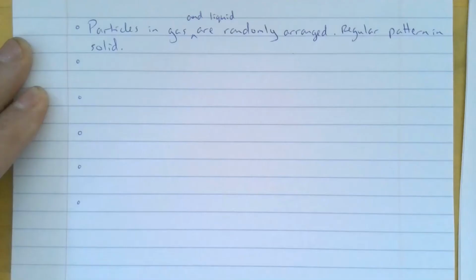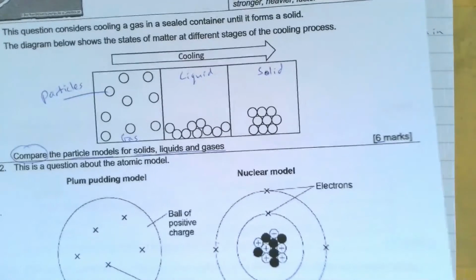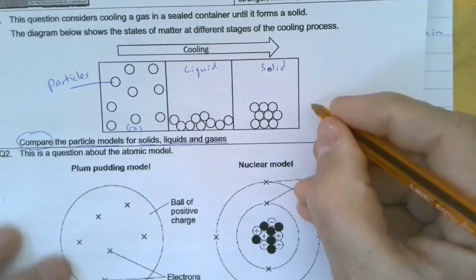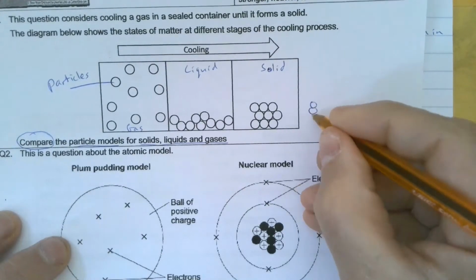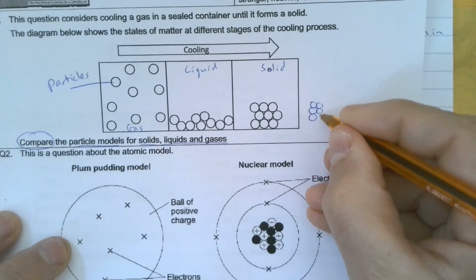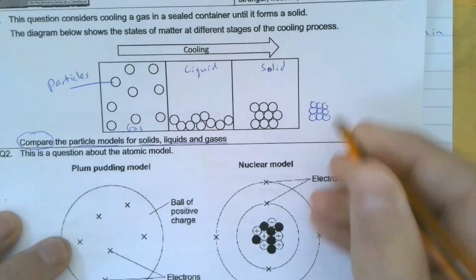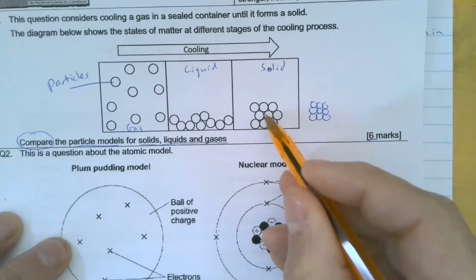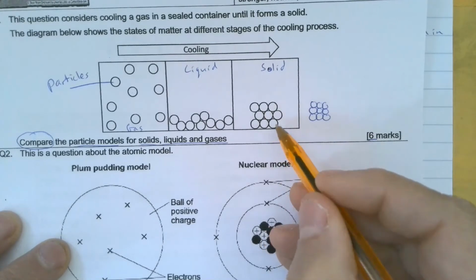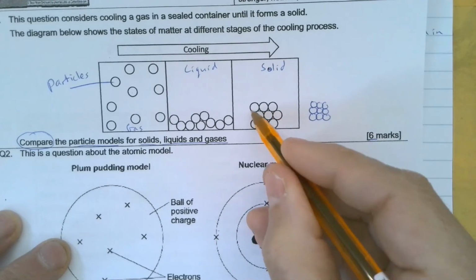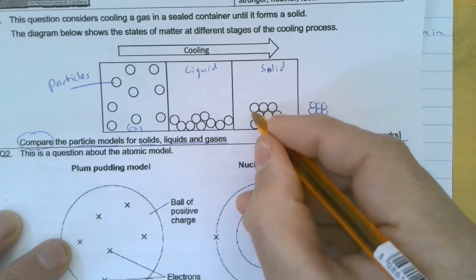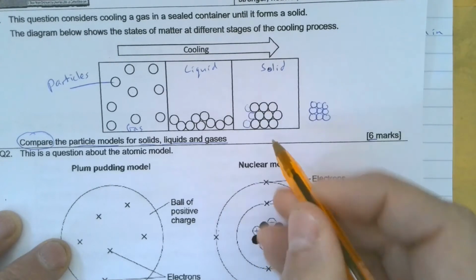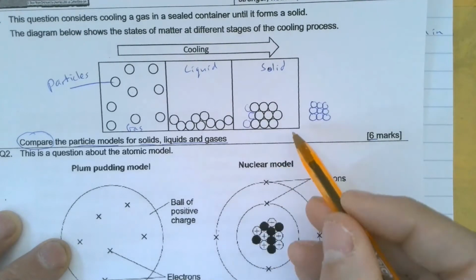Now I've deliberately done my solid here in a slightly unusual way. Usually students draw solid like that. I've deliberately put it slightly different. Okay, here into this arrangement. That's still a solid. It's a regular pattern. I can guess where the next one's going to be. If I was to add more to this diagram, they would be down here. So as soon as I can do that, then I know it's a regular pattern.